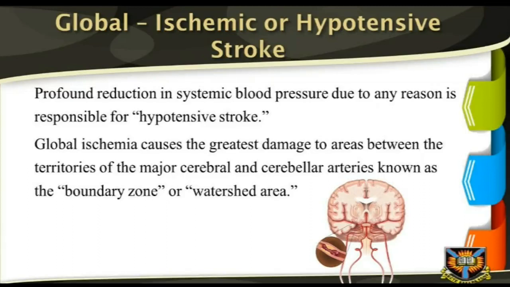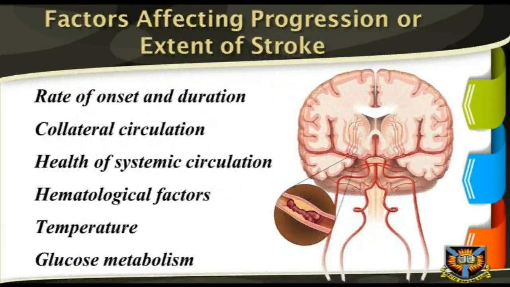Watershed infarcts make up approximately 10% of all ischemic strokes, and almost 40% of these occur in patients with carotid stenosis or occlusion. Factors affecting progression or extent of stroke. 1. Rate of onset and duration. The brain better tolerates an ischemic event of short duration or one with slow onset.